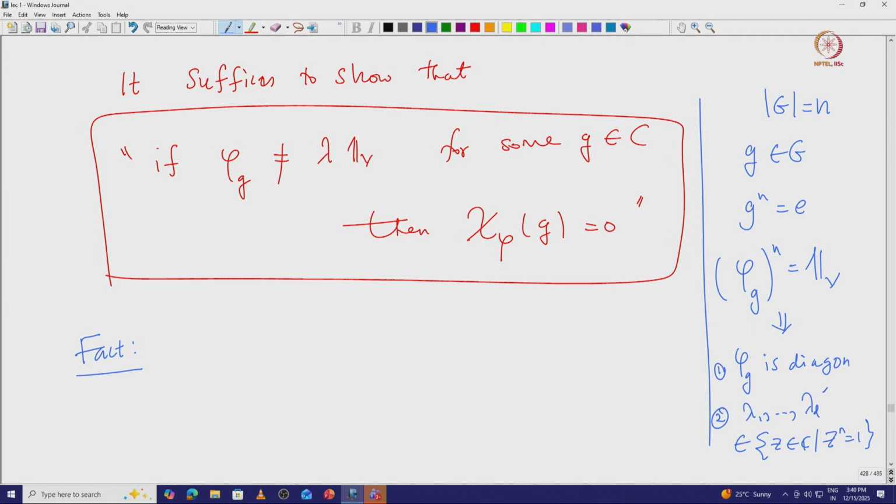So these are all the eigenvalues of phi g. We made this observation earlier, and we are going to use it again. This observation tells us that the trace of phi g, which is the value chi phi of g, is exactly the sum of these nth roots of unity, lambda 1 plus etcetera plus lambda d. Since all nth roots of unity are algebraic numbers, this implies that chi phi of g is an algebraic number.